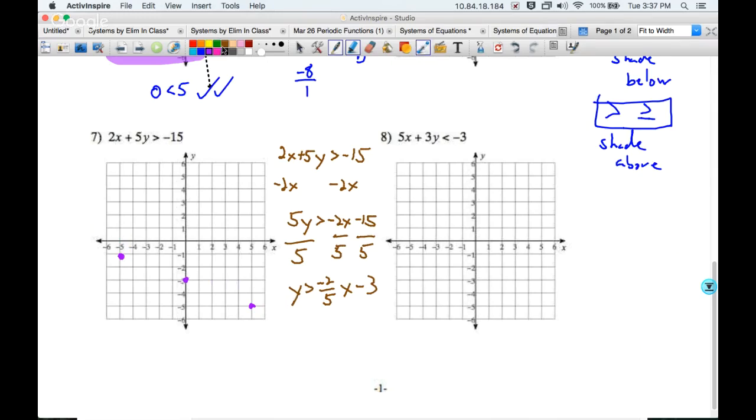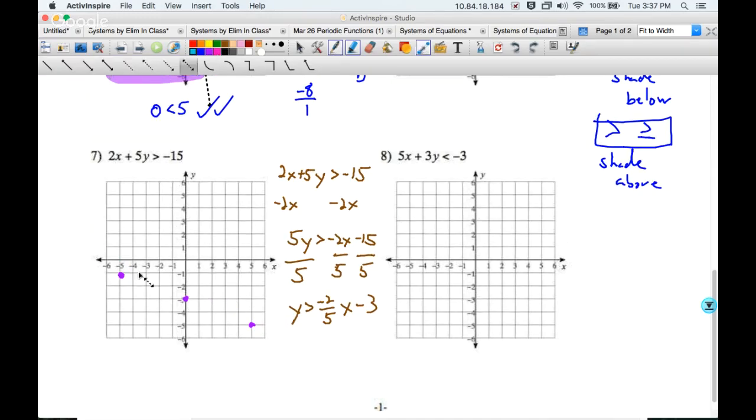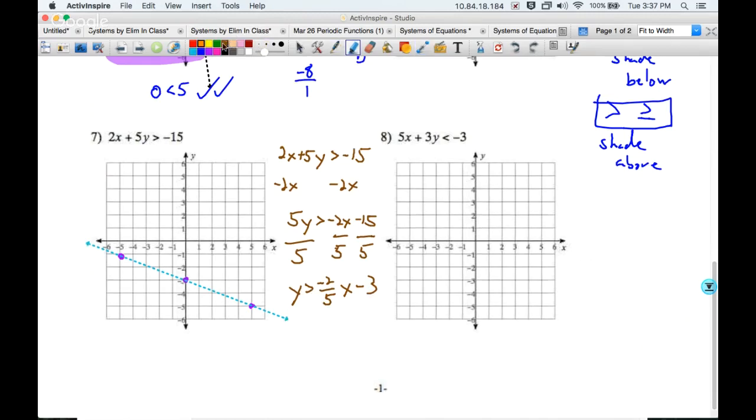Now what type of line do I want? Compared to my tables, I'd see that this symbol tells me dotted. So dotted line to connect the dots here. Shade above or below? This is a greater than symbol. Greater than means shade above. So we'll shade up here. Here are all the ordered pairs that could make that top inequality true.